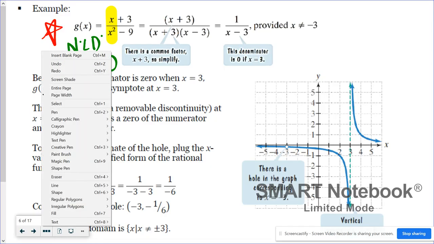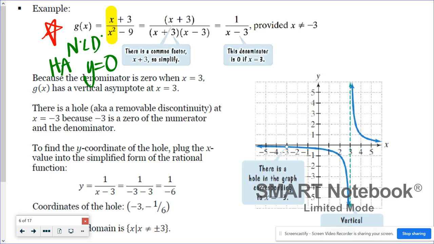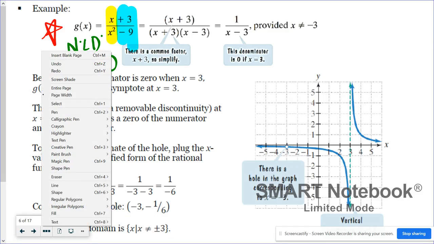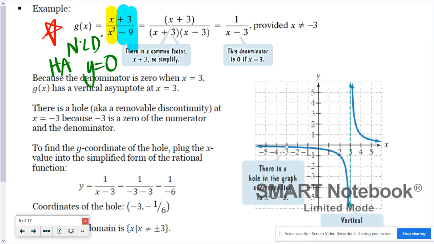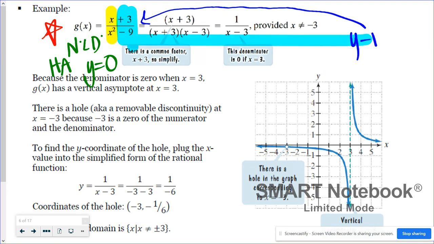I can do the whole plug in 0 for x. And when I plug in 0 for x, I get 3 on top and negative 9 on the bottom. I'm going to draw a big arrow here. And so that's telling me what the y-intercept of my function is, because when x is 0, I get negative 3/9, which is negative 1/3.